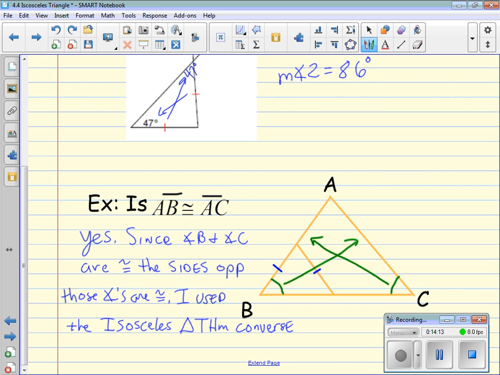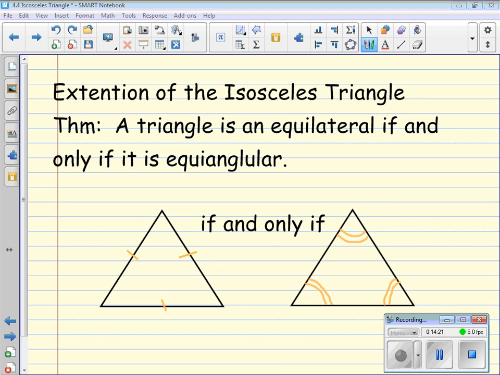Okay, the converse is the one where the angles are congruent, then the sides are congruent. The Isosceles Triangle Theorem is the sides are congruent, therefore the angles are congruent. It's just a quick extension to the Isosceles Triangle Theorem. It basically says this: a triangle is equilateral if and only if it's equiangular.